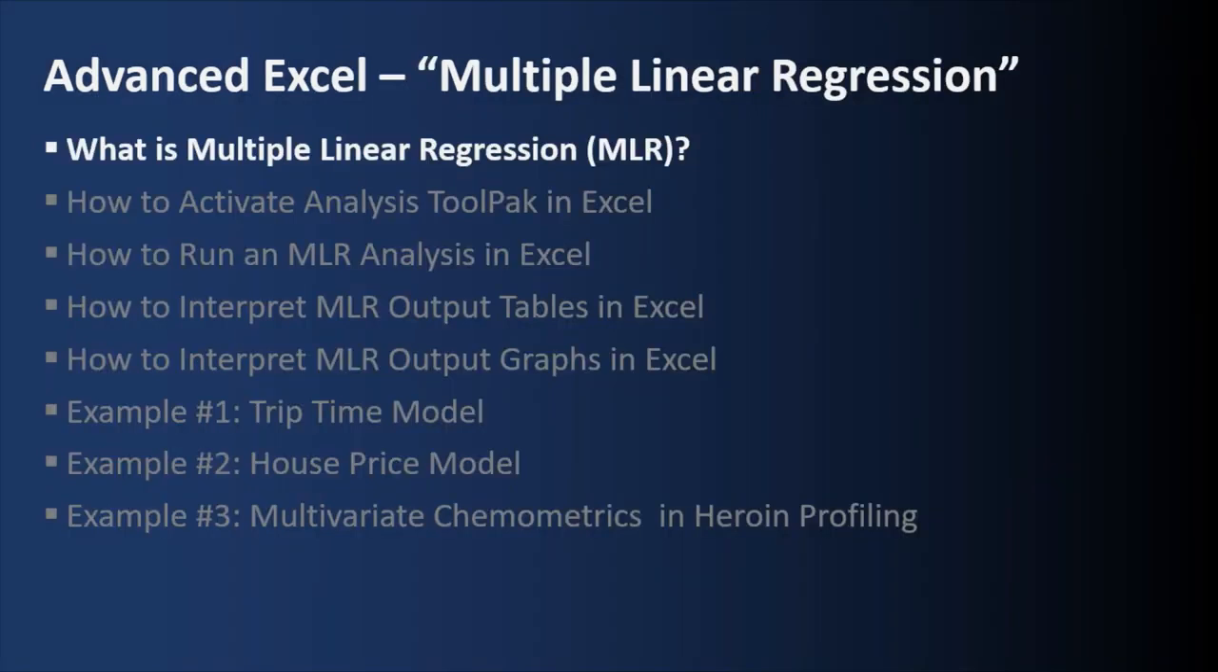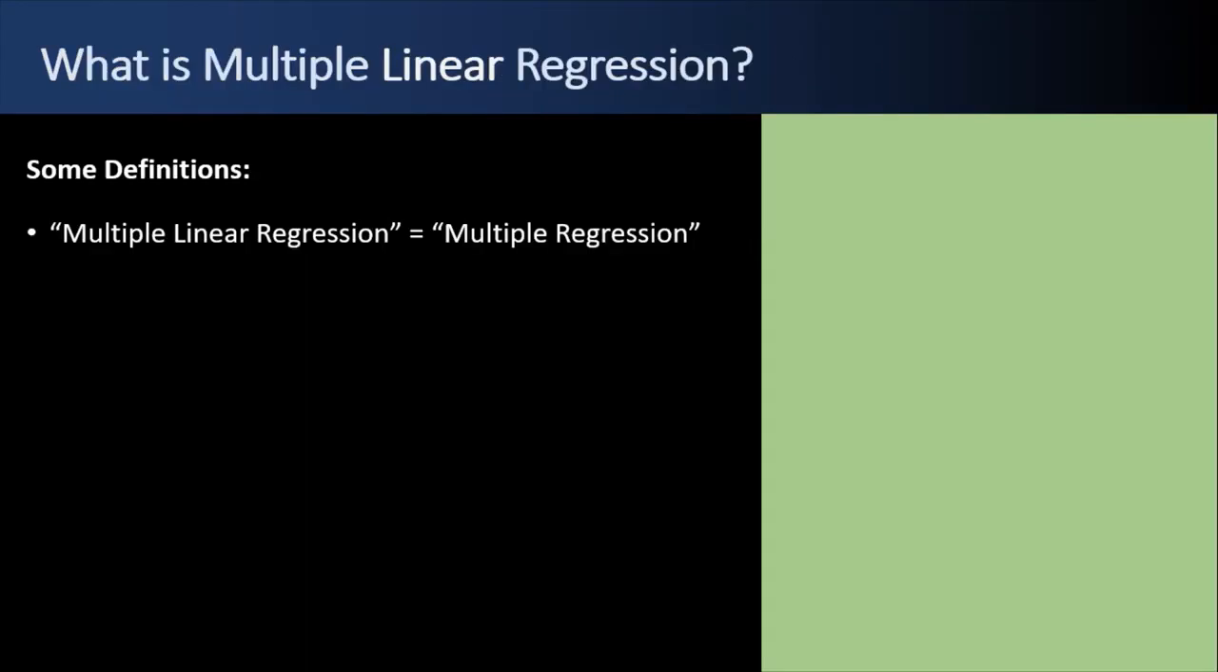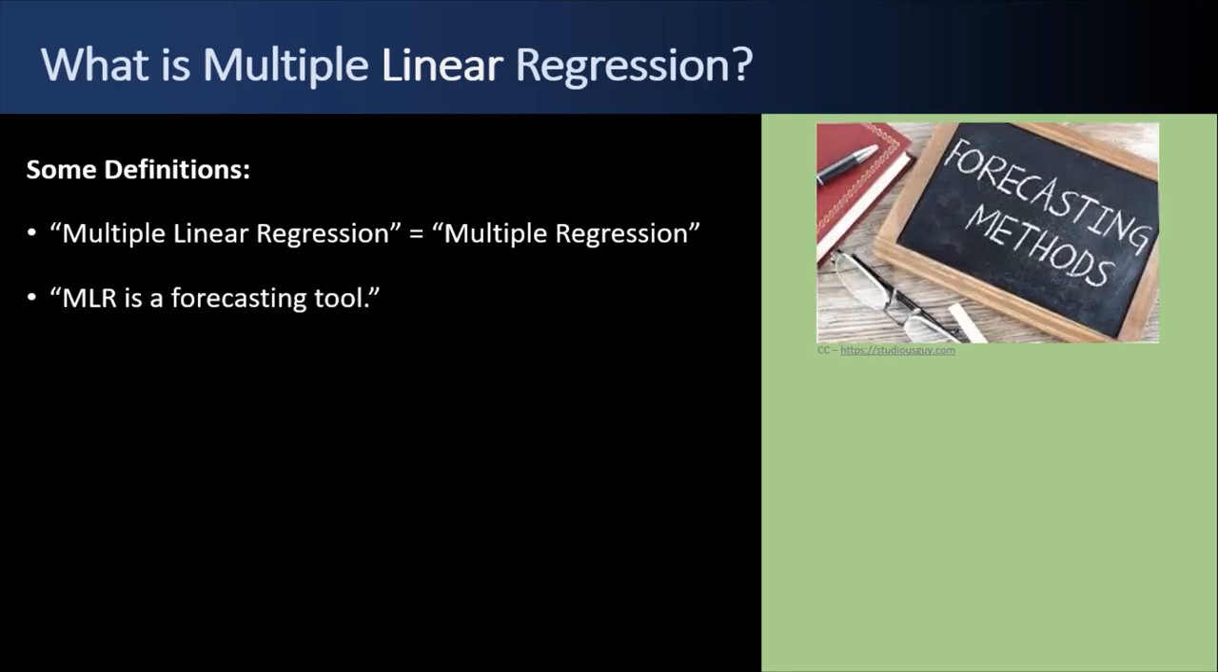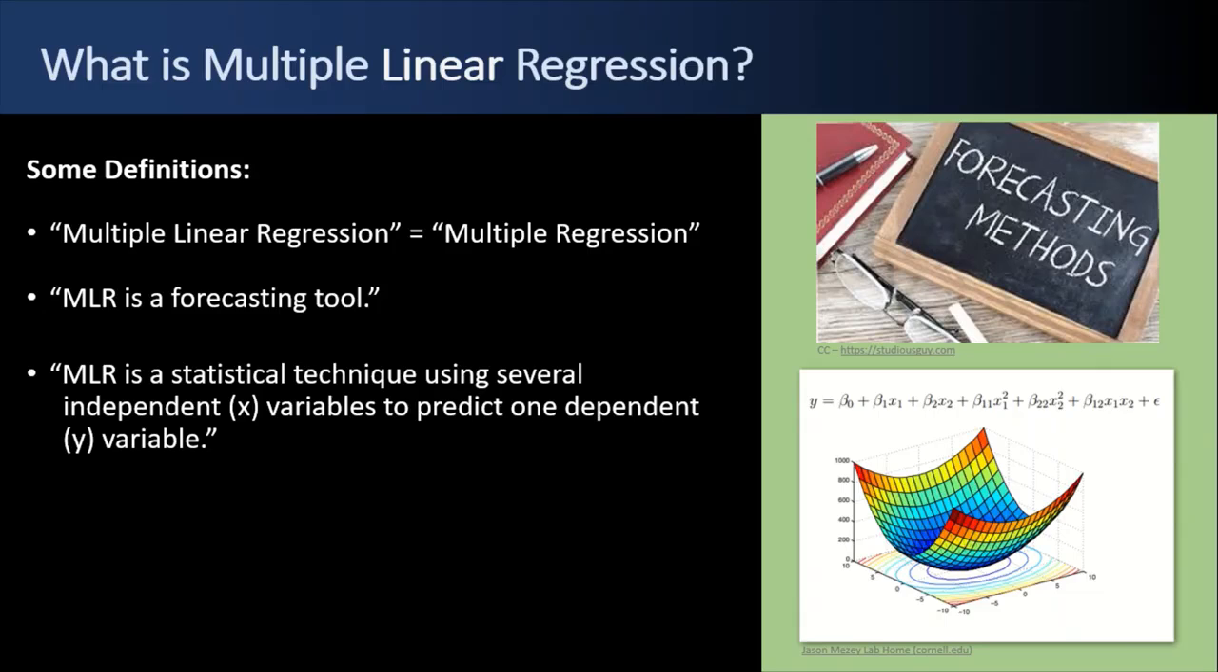First up, what is multiple linear regression? Well, some definitions. Multiple linear regression, or MLR, is also known as multiple regression. They're interchangeable synonyms, if you will. MLR is a forecasting tool. MLR is a statistical technique using several independent X variables to predict one dependent Y variable.